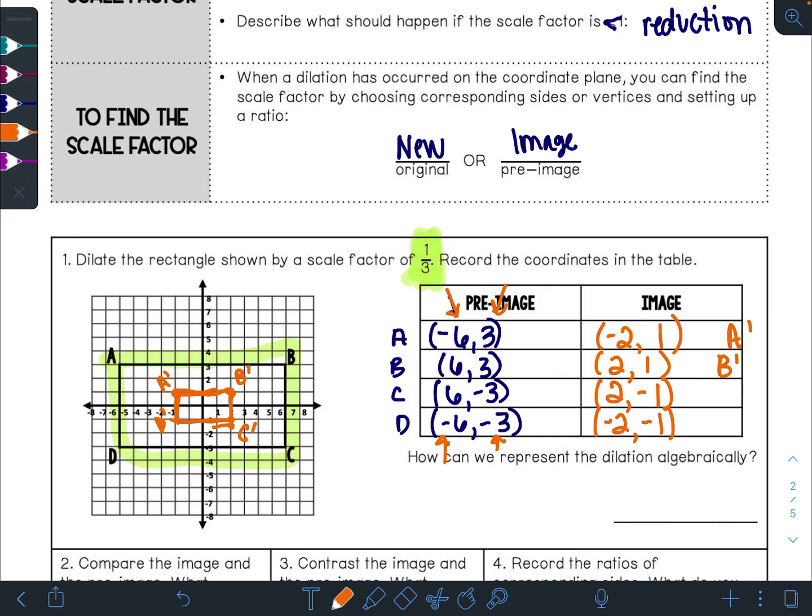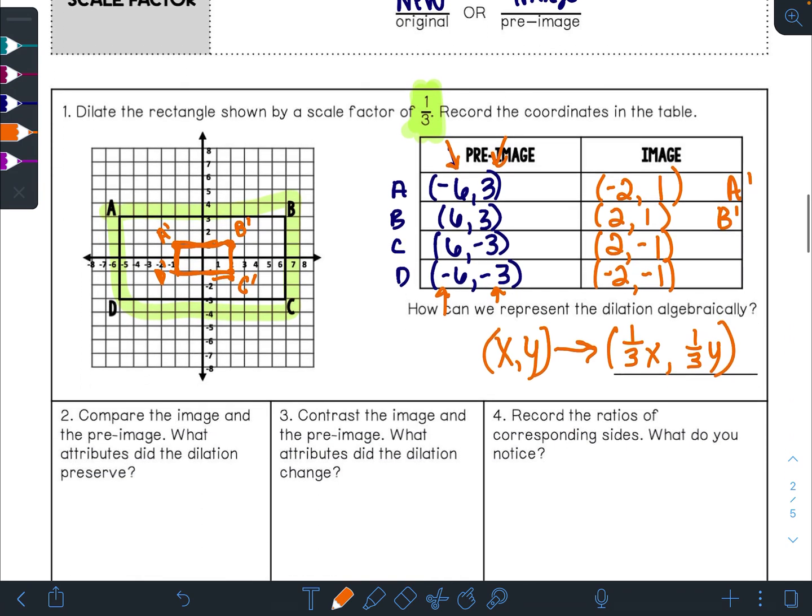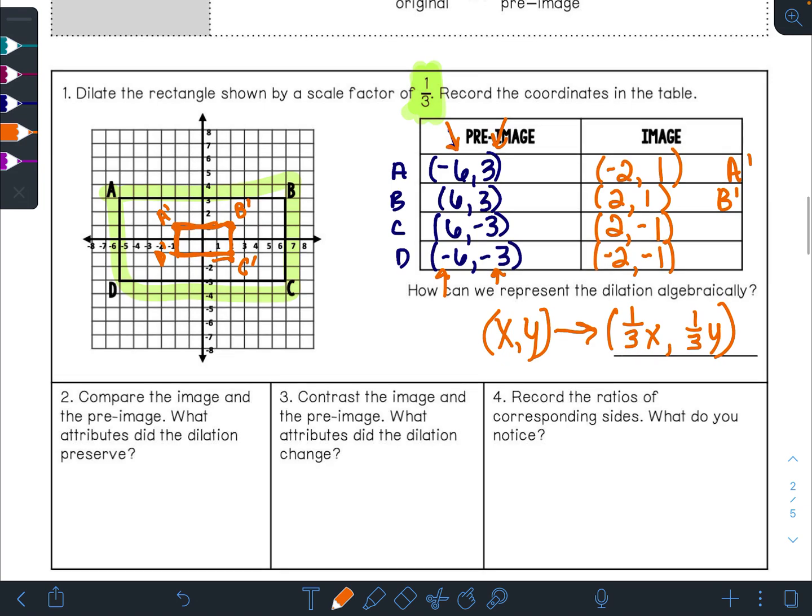So here's where the rule comes in. I have my x and my y that I start out with, and when I dilate it, I am multiplying my scale factor times each one of my ordered pairs. So I'm doing 1/3 times x and 1/3 times y. And that is your rule. Plain and simple. Nothing too big of a deal when we go to write our rule algebraically.